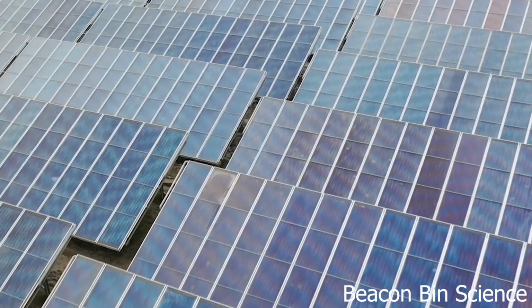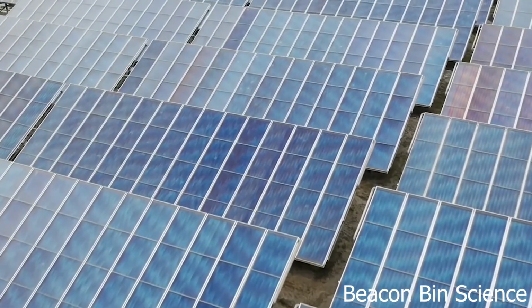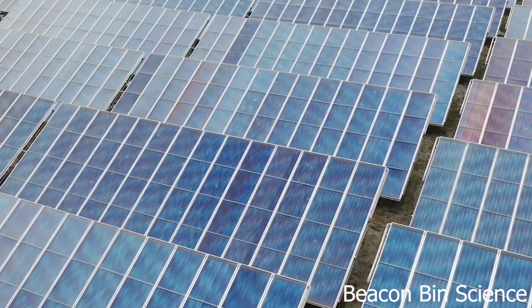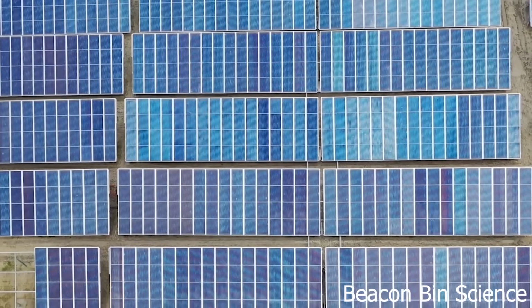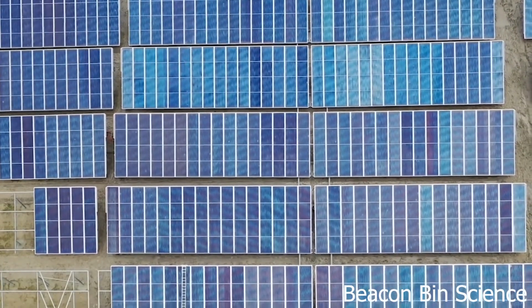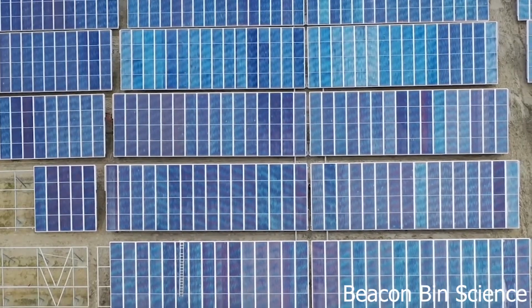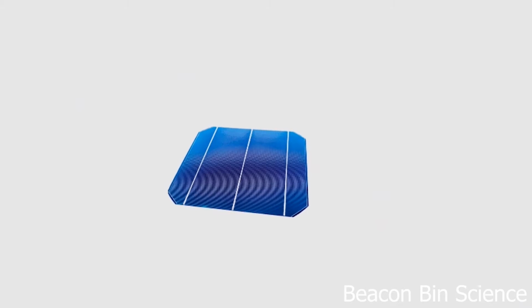And that can be done by the use of solar panels. Solar energy can be converted to electricity by a solar panel or solar cell. Most people are familiar with solar panels because these days we can see them everywhere. The solar cells are made up of silicon, a semiconductor.